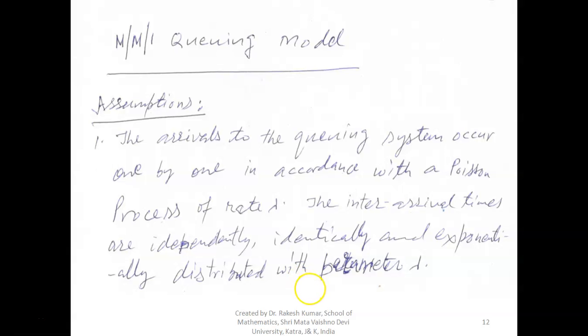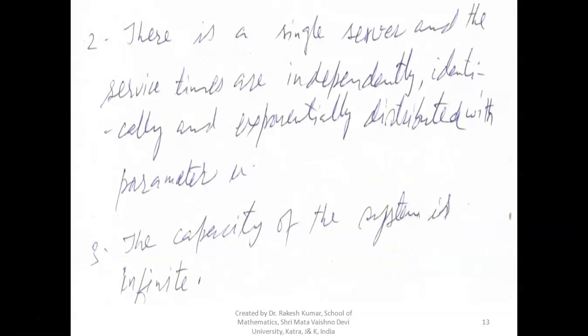The next assumption is there is a single server and the service times are independently, identically, and exponentially distributed with parameter mu. Independently means there is no correlation between them; the service time of one customer is independent of the service time of another customer. Identically means all these service times have the same type of probability distribution.